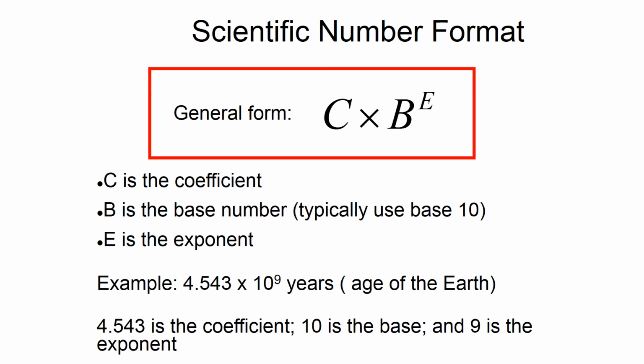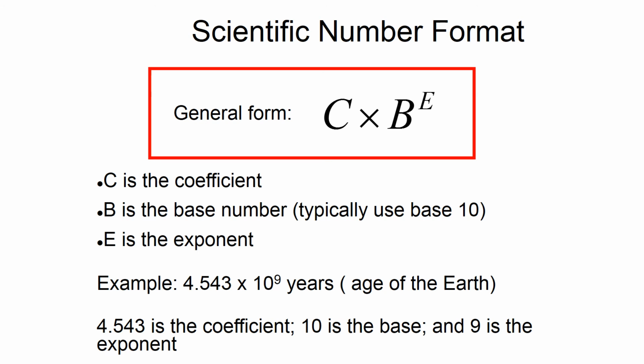So, for example, the age of the Earth, 4.543 times 10 to the 9 years, is much better than writing out 4543000, how many zeros, I've lost count already. This tells me that the age of the Earth is of the order of 1 billion years old. 10 to the 9 is 1 billion, 10 to the 6 is 1 million. So it's quite helpful for quickly getting an idea of how big something is.